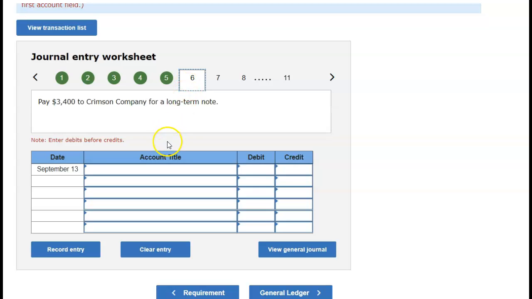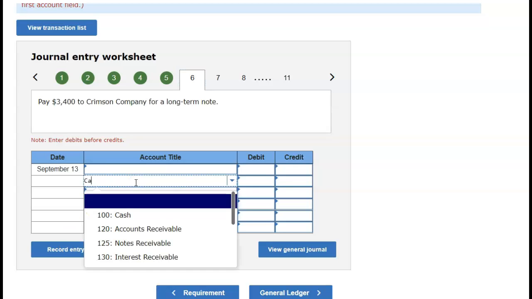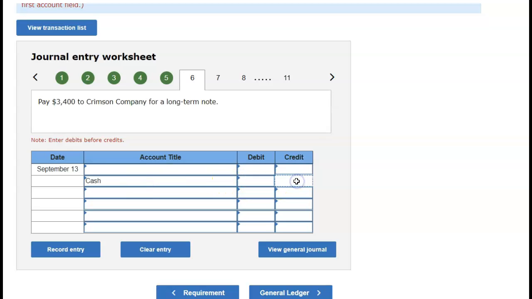Okay, paid $3,400 to Crimson Company for a long-term note. All right, so what does this mean? This means we're paying Crimson Company. We must have had a note with them out. I think this is telling us that we're paying down a note. So I know cash is going to decrease for $3,400. And I think they're telling us we're paying a portion of a note or paying down a long-term note payable. Let me click note.